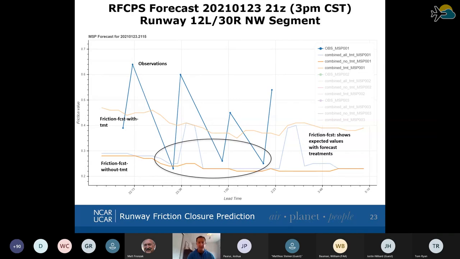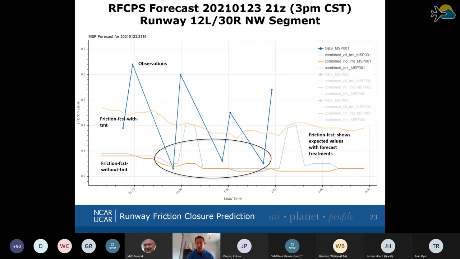Initially, we were just a little bit low with the friction values when the first run occurred. But as the event got going from that 21Z forecast, again, I circled the area, we were really good with getting the low friction values. The light blue line shows the mean friction forecast. It's getting down to those low values quite close, in the low 0.2 range, definitely closure type of friction values. We do have the reaction of the model to our forecasted treatments. That middle part, our forecast does line up a little bit, but we don't have any more forecasted treatments until later. So again, it's getting the low values really well.